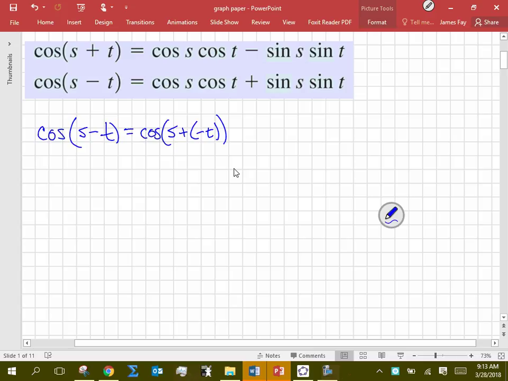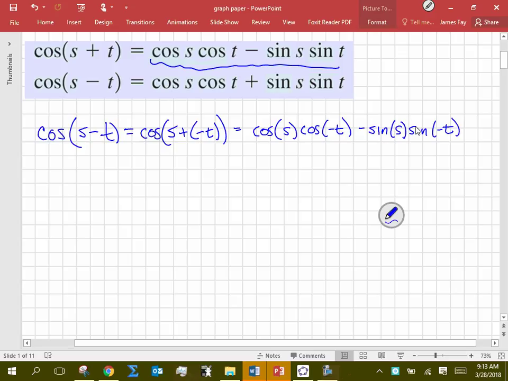Now your input values for this formula: this one's going to be obviously your s, but this one's going to be now negative t. Does that make sense? So I'm going to write that out. I go cosine of s, cosine of negative t, minus sine of s, sine of negative t.